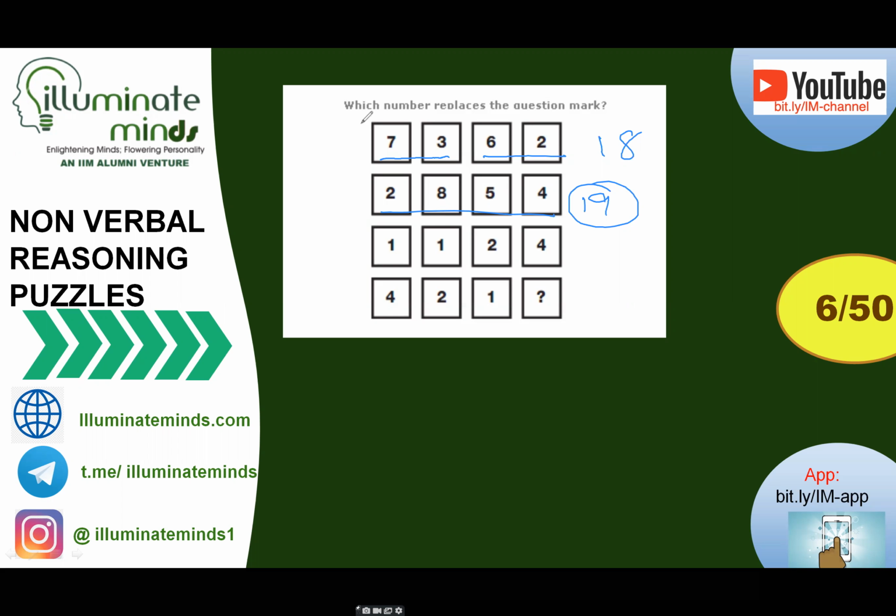The other option can be that I add the columns. If I add the column, 7 plus 2 plus 1 plus 4, that is 14. Similarly, 3 plus 8 is 11, plus 3 is 14. So 6 plus 5, 11 plus 3 is 14. In this case also it should be 14. 4 plus 4, 8 plus 2, 10 plus 4, 14. So the correct answer is 14. Correct, guys? These are known as number puzzles, so the non-verbal reasoning.